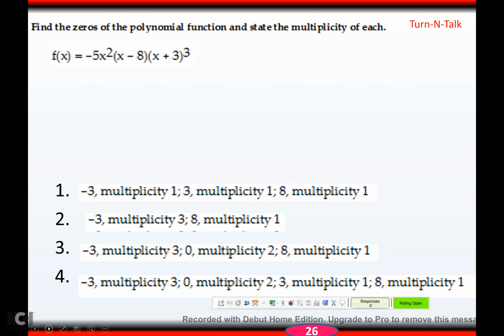Alright, so it says find the zeros of the polynomial function and state the multiplicity of each. Push pause and come back when you're ready.